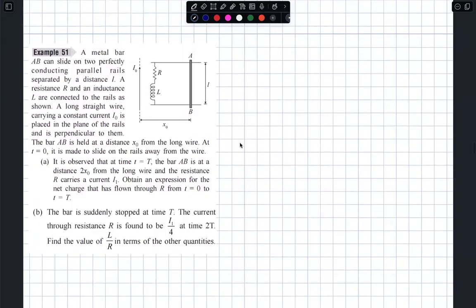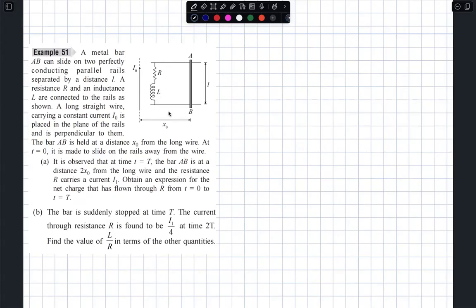Metal bar AB can slide on two perfectly conducting parallel rails separated by a distance L. Resistance R and inductance L are connected to the rails as shown. A long straight wire carrying a current I0 is placed in the plane of the rails and is perpendicular to them. The bar AB is held at a distance x0 from the long wire. At t equals 0, it is made to slide on the rails away from the wire.